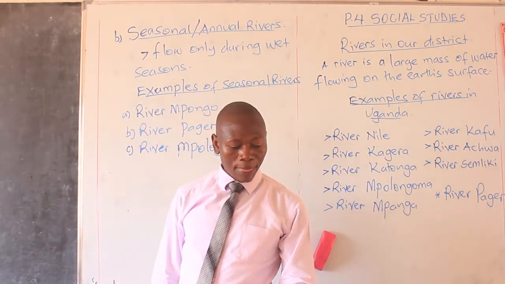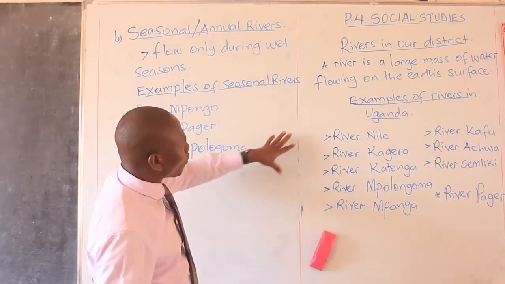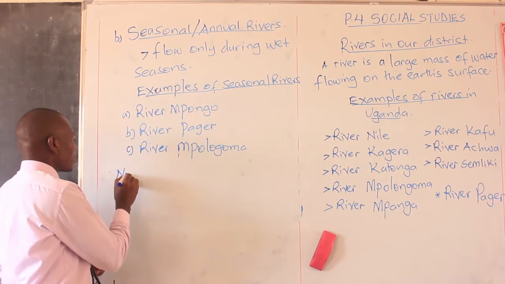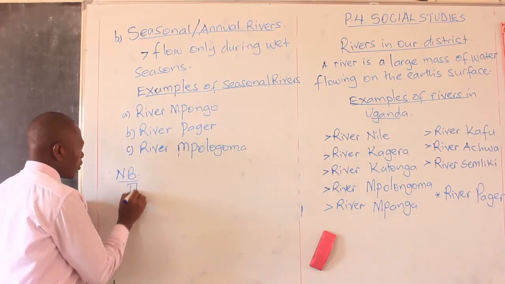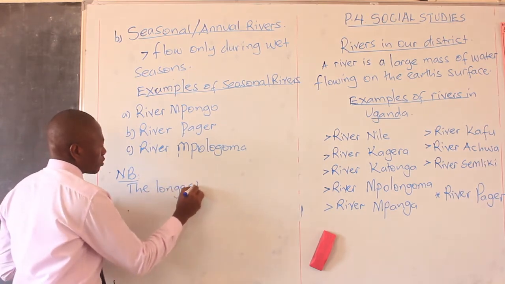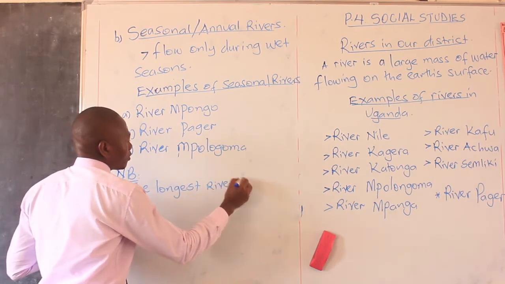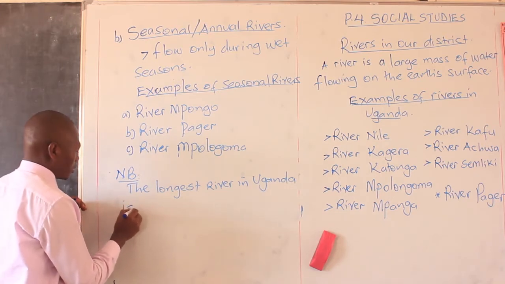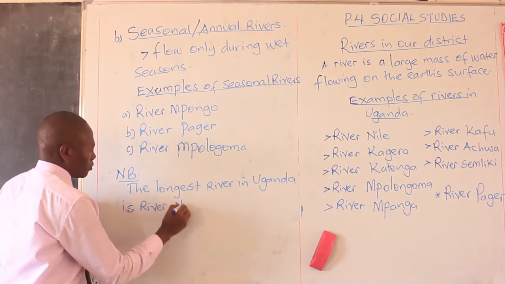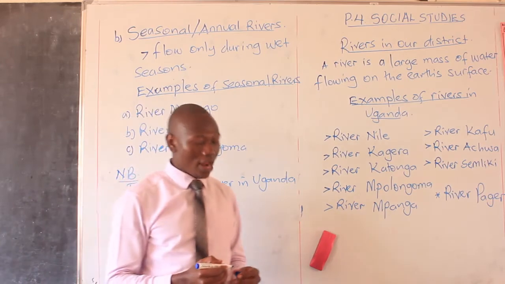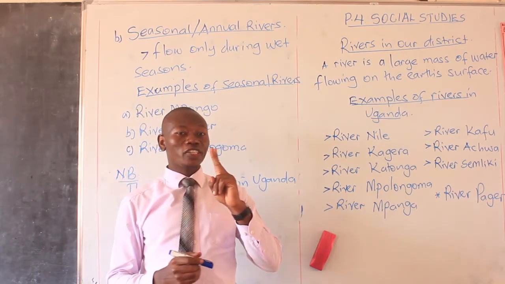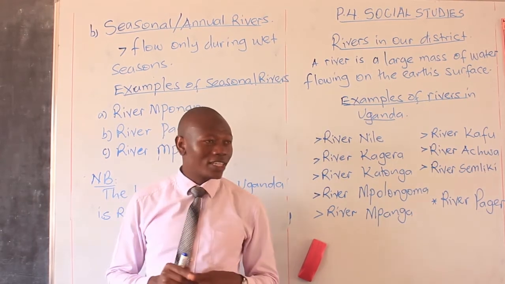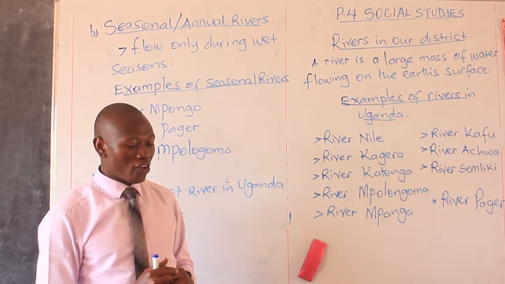Now, of all these rivers you named, which one is the longest river in Uganda? So we are saying, point to note, the longest river in Uganda is River Nile. But earlier on, like I explained, River Nile is divided into two sections. The first one is called Victoria Nile, and the second section is called Albertine Nile, as we looked at it on the map of Uganda.